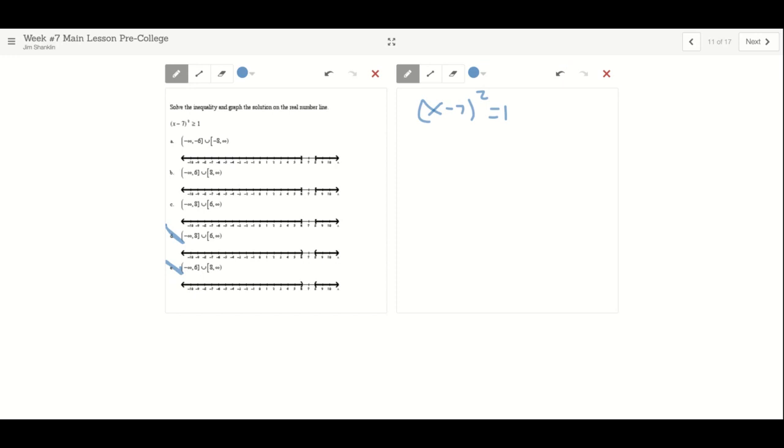Wesley, x minus 7 squared is not x squared plus 49. That is not a true statement. Get that out of there.